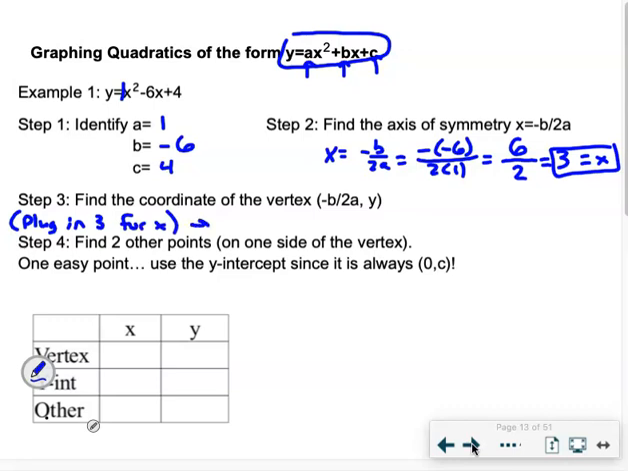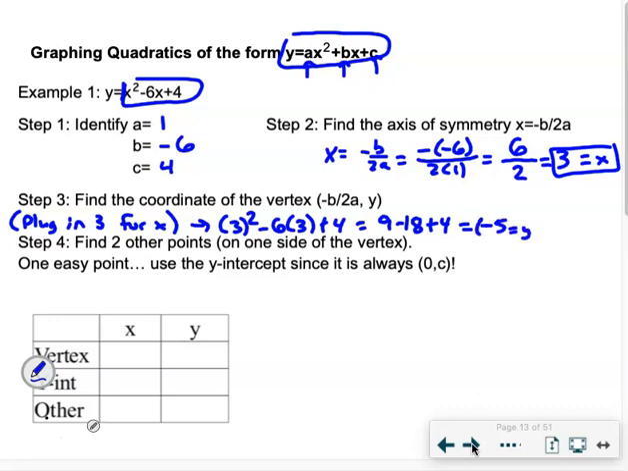When you do that, let's see, here's my equation again. x squared minus 6x plus 4. So instead of x, I'm going to put 3. 3 squared minus 6 times 3 plus 4. Okay, that gives me 9 minus 18 plus 4, which gives me negative 9 plus 4, which is negative 5. So that's the y-coordinate of the vertex.